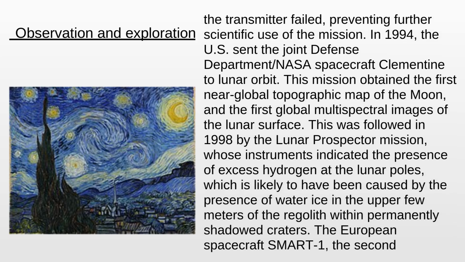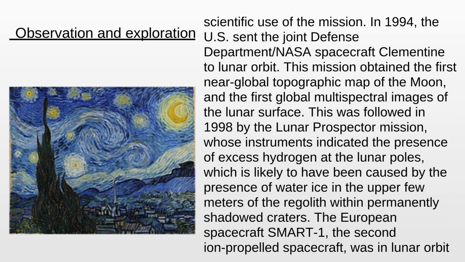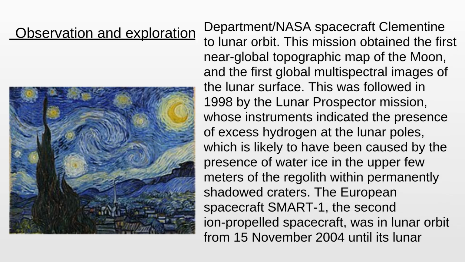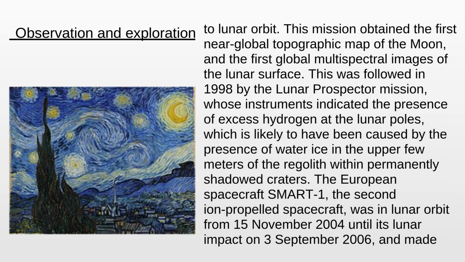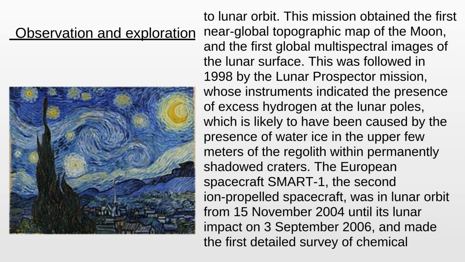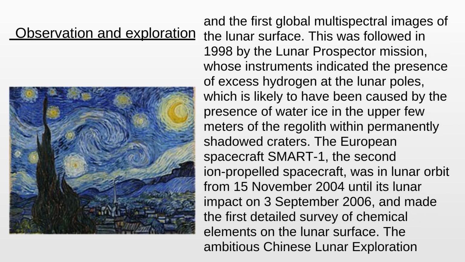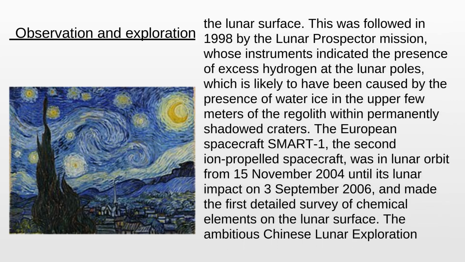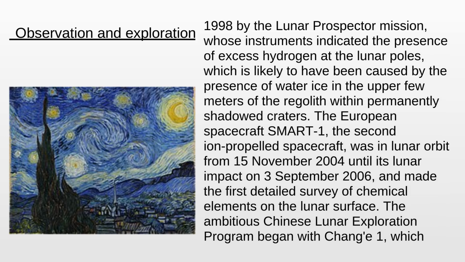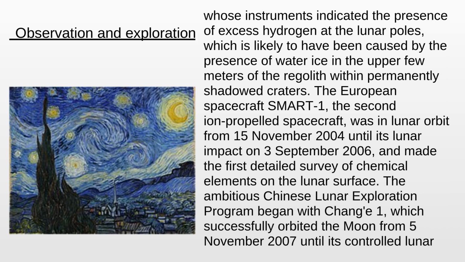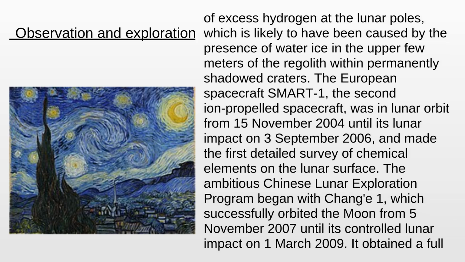In 1994, the U.S. sent the joint Defense Department/NASA spacecraft Clementine to lunar orbit. This mission obtained the first near-global topographic map of the Moon, and the first global multispectral images of the lunar surface. This was followed in 1998 by the Lunar Prospector mission, whose instruments indicated the presence of excess hydrogen at the lunar poles, which is likely to have been caused by the presence of water ice in the upper few meters of the regolith within permanently shadowed craters.